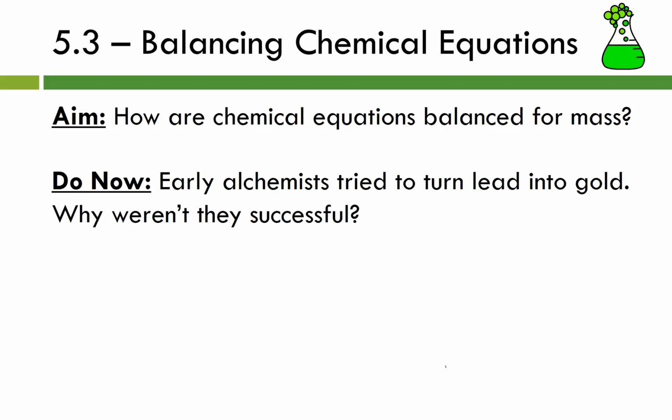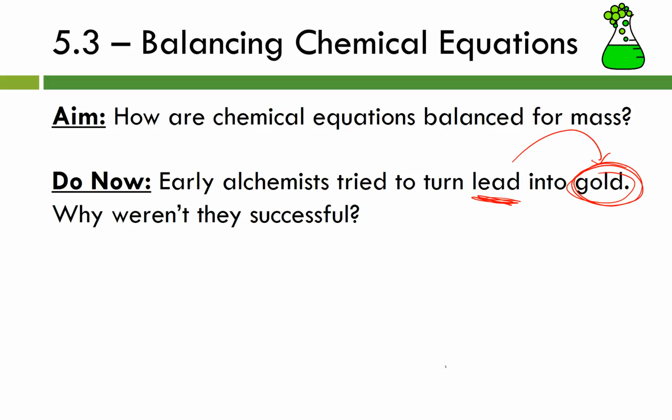Early alchemists tried to turn lead into gold. Why weren't they successful? Chances are you've heard of alchemists before you came to chemistry class, and you knew that they're trying to take metals that are not of a whole lot of value, something like lead, and turn it into something very, very valuable like gold. So alchemists tried all sorts of chemical changes, trying to take cheap metals and turn them into gold. And despite all of their best efforts, they were never successful.